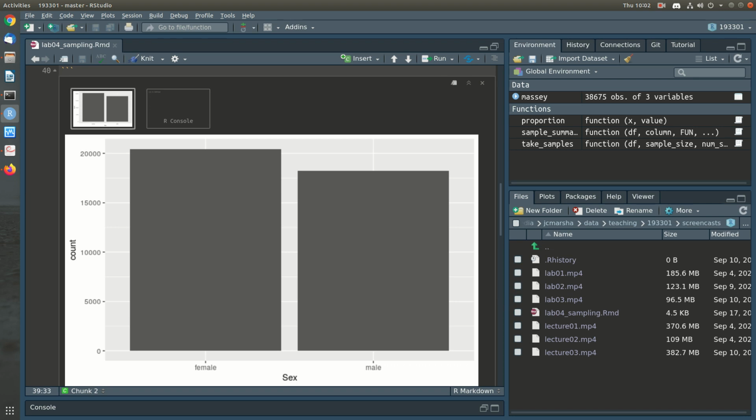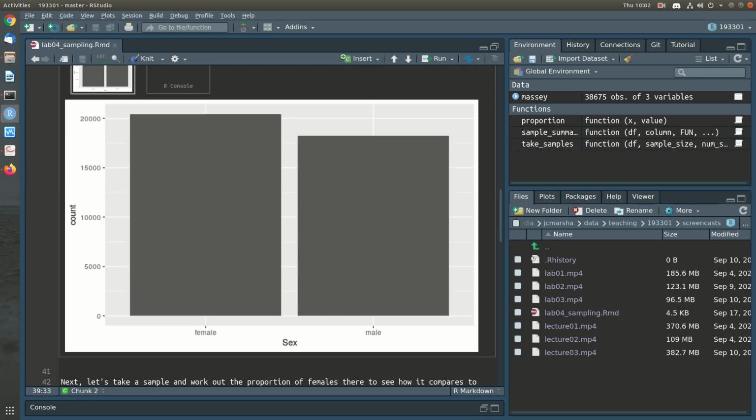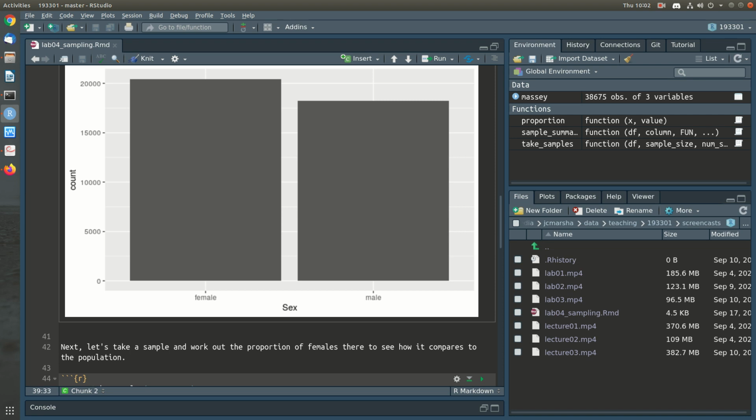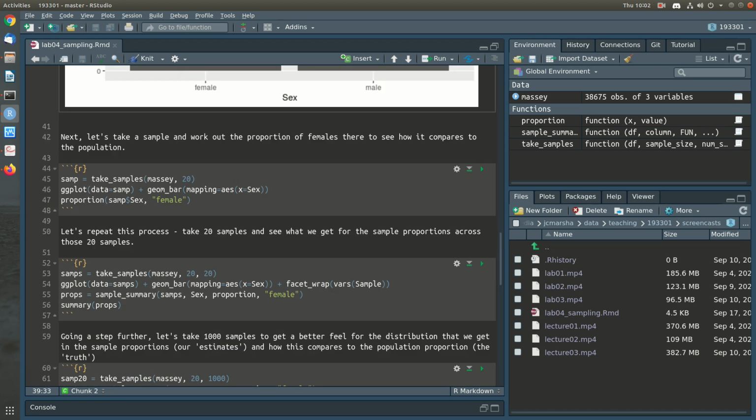Now what we're going to do is take a sample from that population and work out the corresponding proportion of females in the sample and see how that compares to what we have in the population. So this next one is taking a sample of size 20.